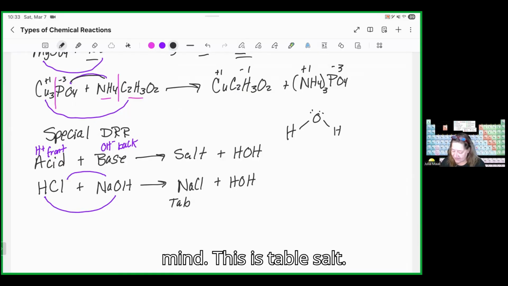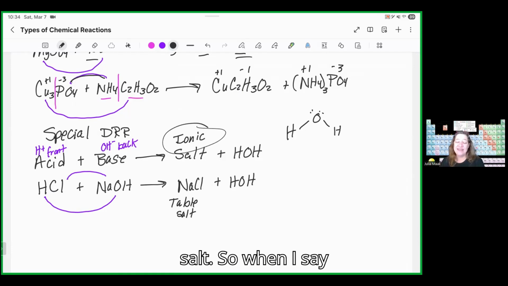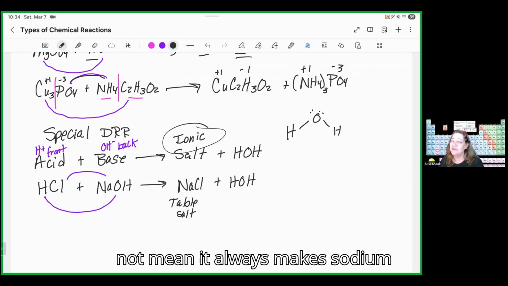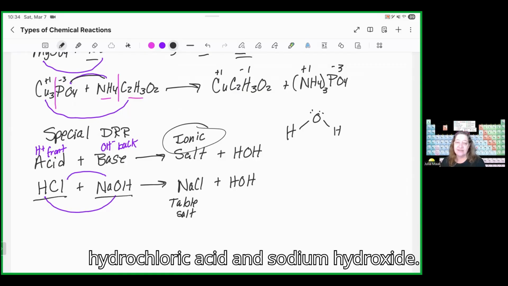This is table salt. Salt is an ionic compound. Any ionic compound is a salt. So when I say an acid plus a base makes salt plus water, I do not mean it always makes sodium chloride plus water. It only makes sodium chloride when you're reacting hydrochloric acid and sodium hydroxide.